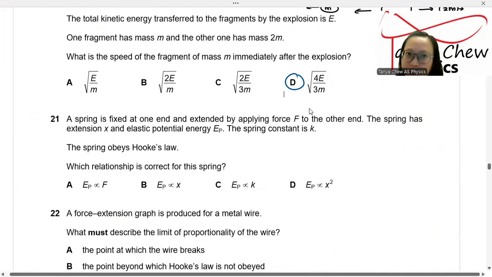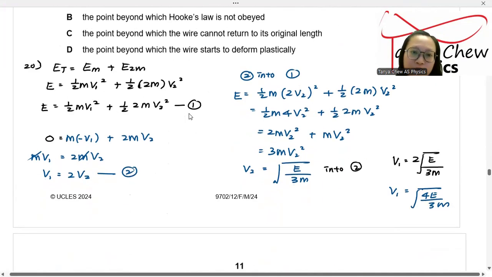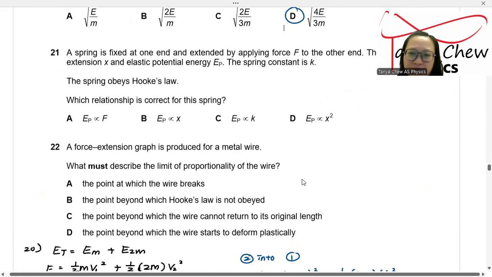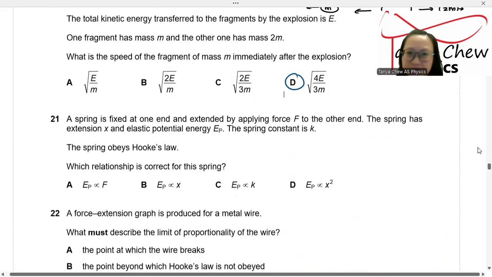Now, try to sub in V2 into the expression of equation 1. So you are supposed to get the answer right away, instead of subbing into equation 2 again, right? That is tedious.